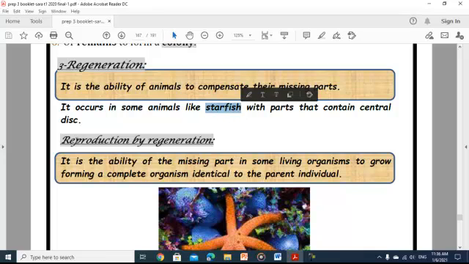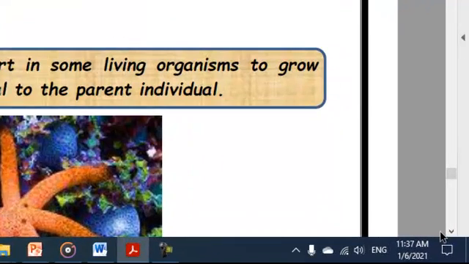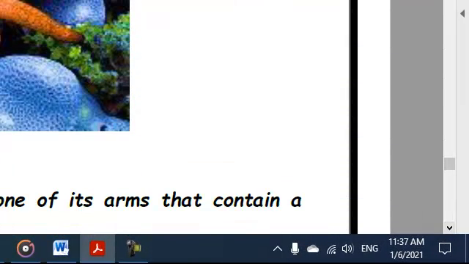So the process, we call it reproduction by regeneration. It is the ability of missing parts in some living organisms, like a starfish, to grow, forming a complete organism, identical or a copy to the parent individual. Like a starfish here, this one.